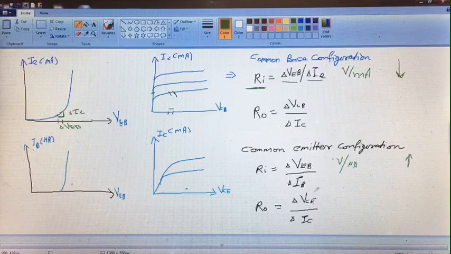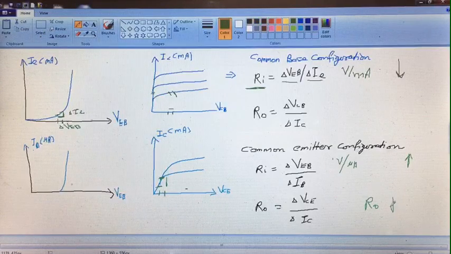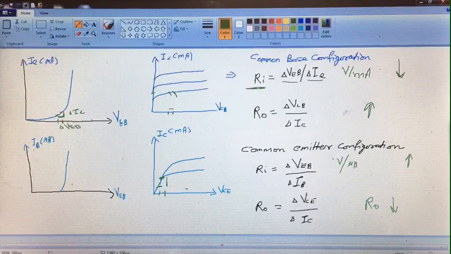And here in the common emitter configuration, del VCE, suppose you change your potential from this point to this point, and measure the change in the collector current. Now see that del IC in the common base configuration is very small while del IC in the common emitter configuration is large. Then R output for the common emitter configuration is less than R output for the common base configuration.